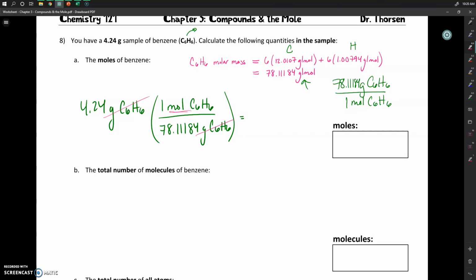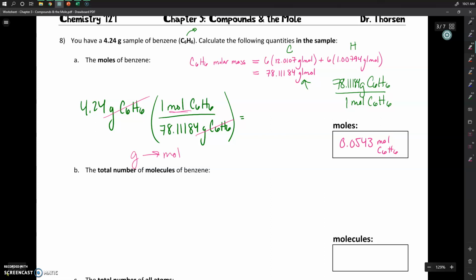So notice this is the same as dividing by the molar mass, but it's always good to make sure you understand how to set this up with a dimensional analysis style approach. So the answer we're going to get when we type this in is 0.0543 moles of C6H6. And that's coming from taking the 4.24 grams and dividing it by the 78.11184 grams. So this conversion that I just did is an example of a grams to moles conversion.